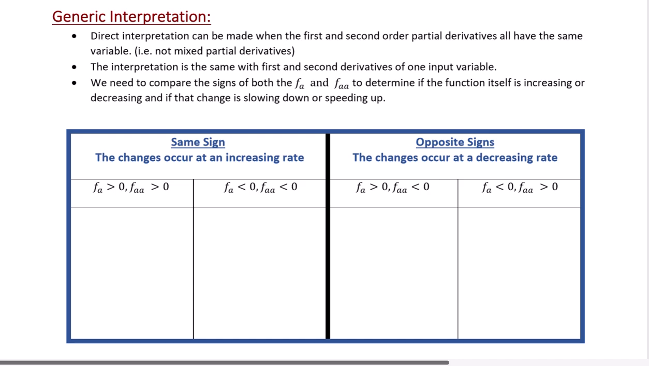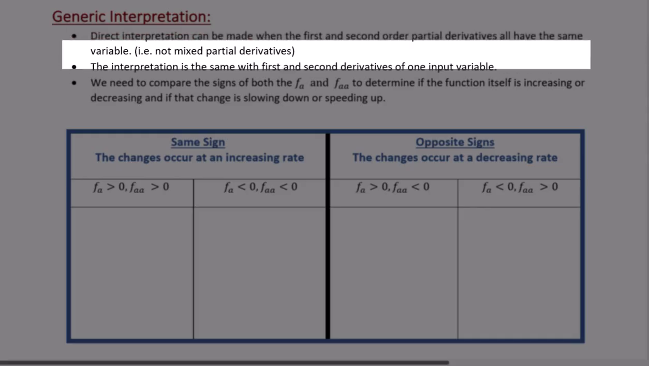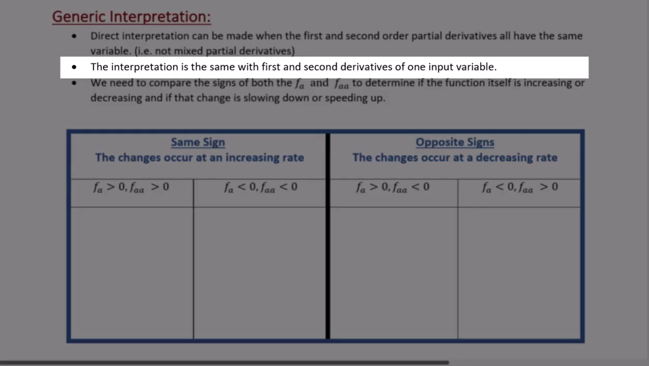Now let's take a look at some generic interpretations of the second order partial derivatives. Now the direct interpretation can be made when the first and second order partial derivatives all have the same variable. In other words, they're not mixed. We won't have an x and a y. The interpretation is the same with first and second derivatives of one input variable. Remember, first derivatives are the velocity, second derivatives are like the acceleration.